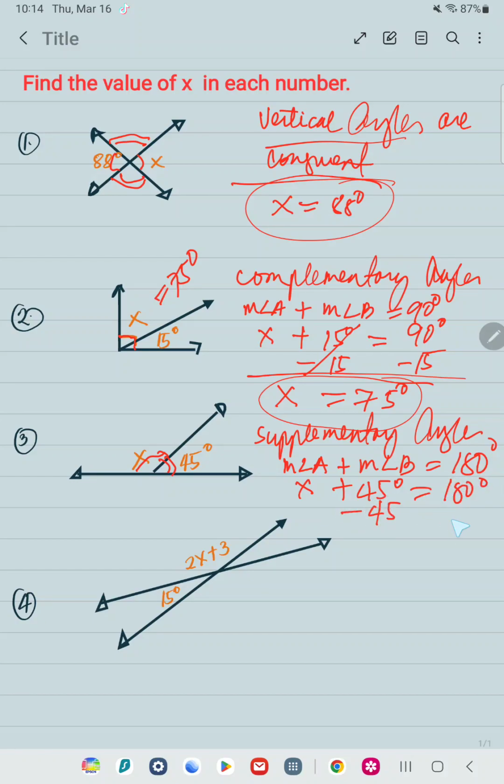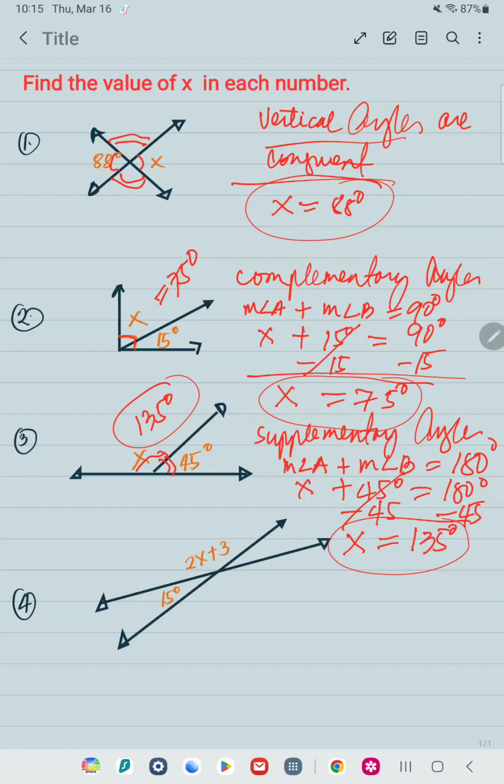So we need to subtract 45 on both sides of the equation. To solve for x, 180 minus 45 is 135 degrees. So x now is 135 degrees. So 135 plus 45 is 180.